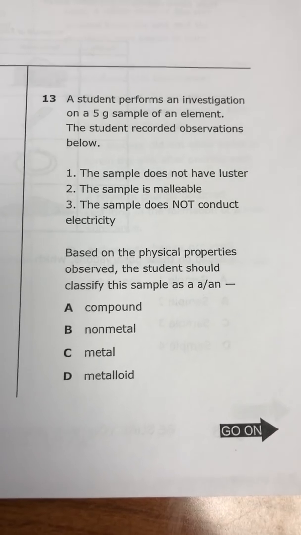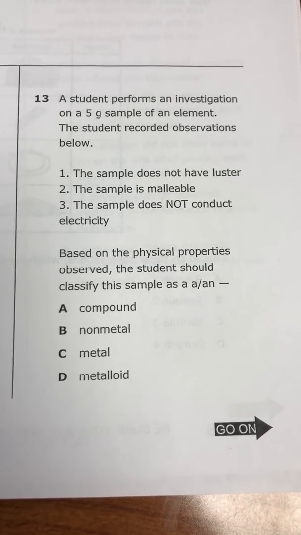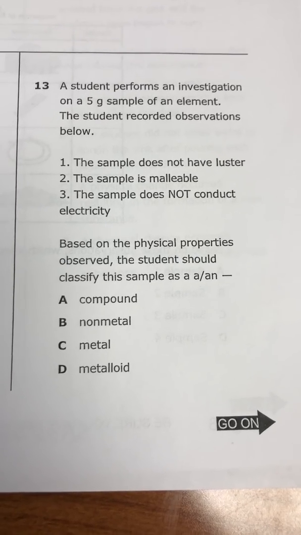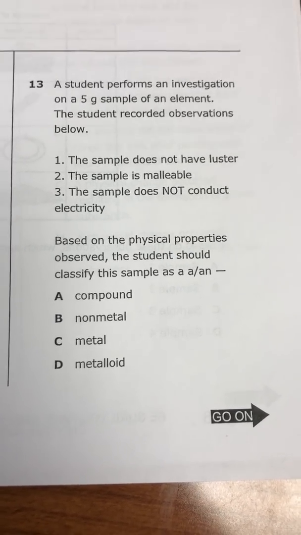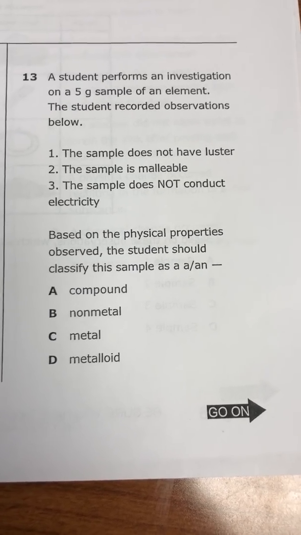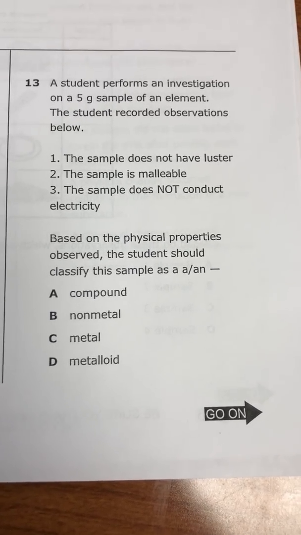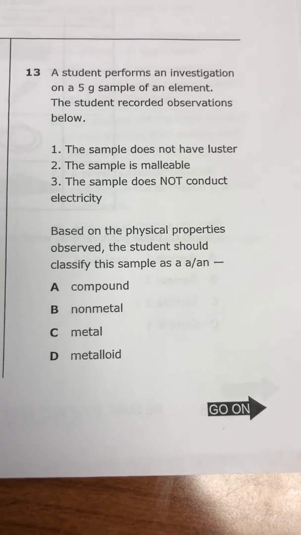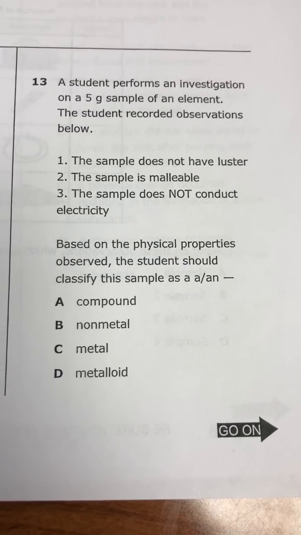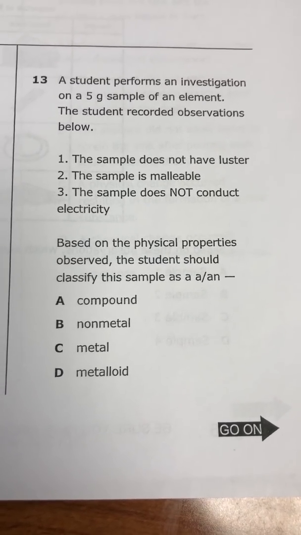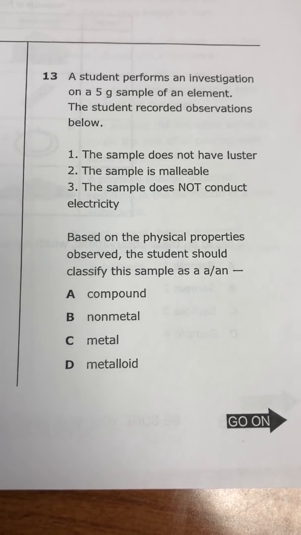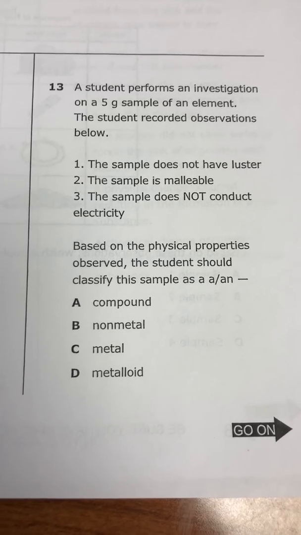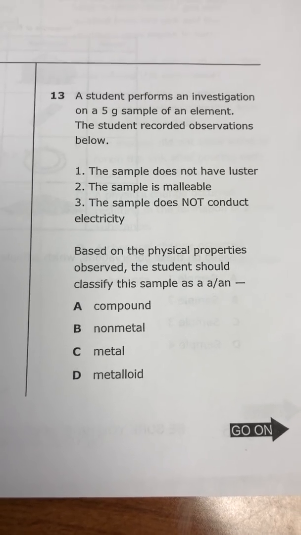Now number 13. A student performs an investigation on a 5-gram sample of an element. The student recorded the observations below. 1, the sample does not have luster. 2, the sample is malleable. 3, the sample does not conduct electricity. Based on the physical properties observed, the student should classify this sample as A, compound, B, nonmetal, C, metal, or D, metalloid.